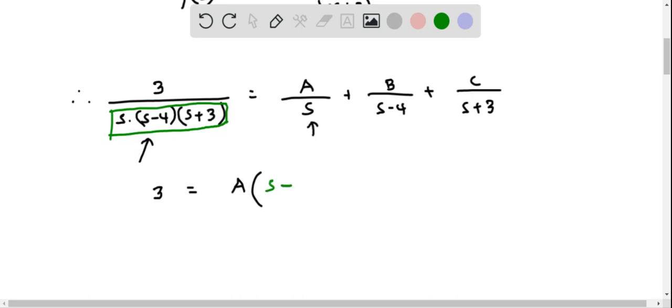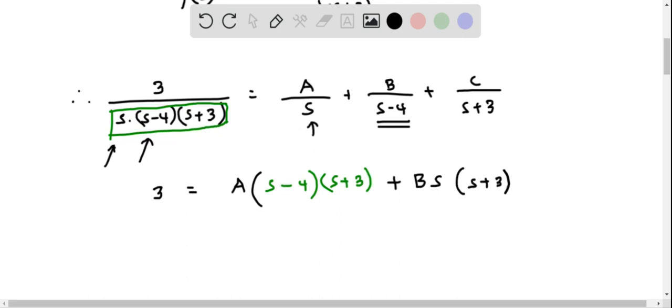So we have to multiply A with s minus 4 times s plus 3. And for B, the denominator is s minus 4. So when you compare this s minus 4 with the LCD, the terms it doesn't have are s times s plus 3. So therefore B has to be multiplied with s times s plus 3. And similarly, C has to be multiplied with the term which it doesn't have in the denominator when compared with the least common denominator, that is, C has to be multiplied with s times s minus 4.